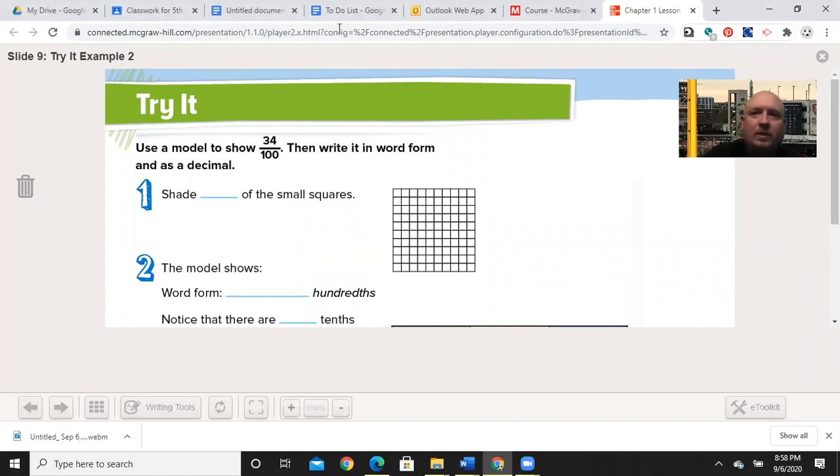Here's another one. So let's go back to our first thing. I'm going to go get my text box, the annotate tool. And how many am I going to shade in? What's the number on the top? 34. So I'm going to shade in 34 of the small squares. Again, I'm going to use my drawing tool here. There's 10, 20, 30, and then 4.